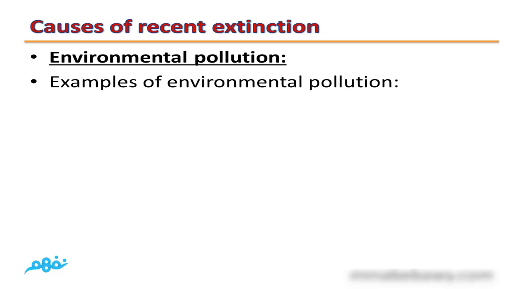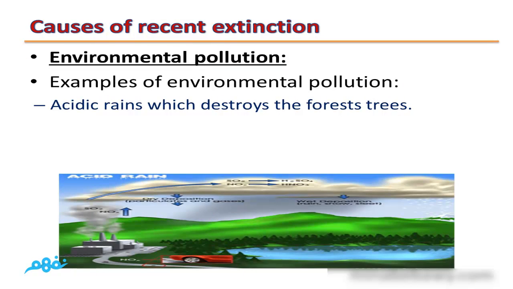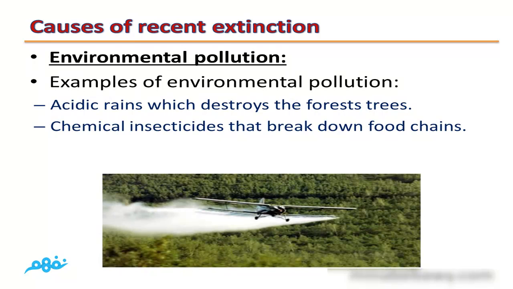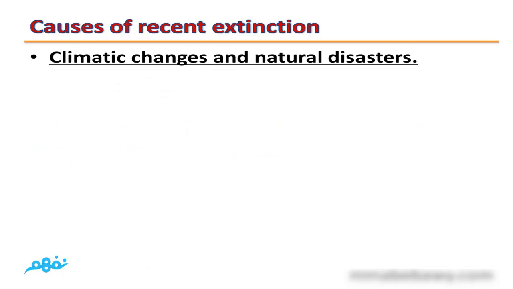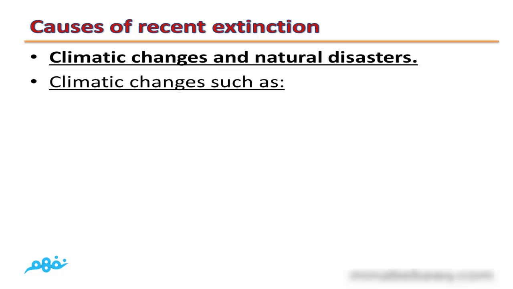Environmental pollution. Examples of environmental pollution: acidic rains, which destroy the forest trees; chemical insecticides that break down food chains; and finally, oil leaks in oceans and seas, which cause the death of marine birds. Climatic changes and natural disasters.